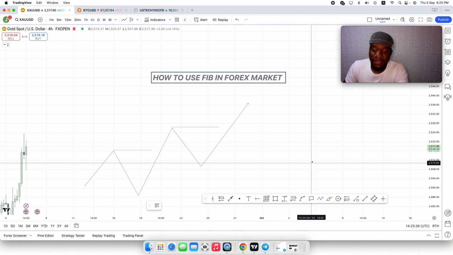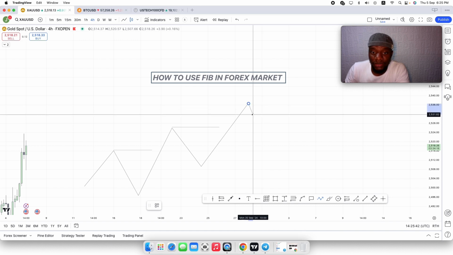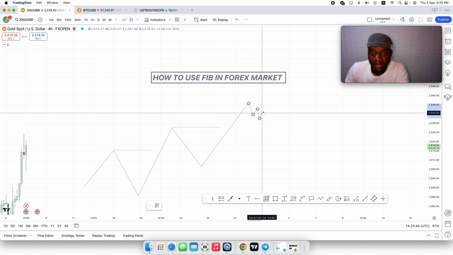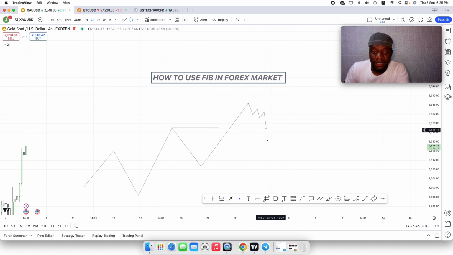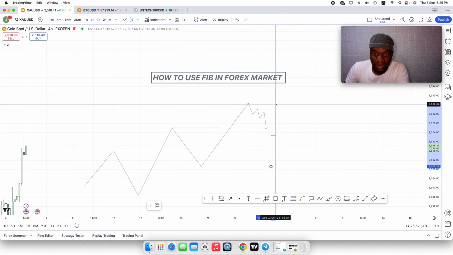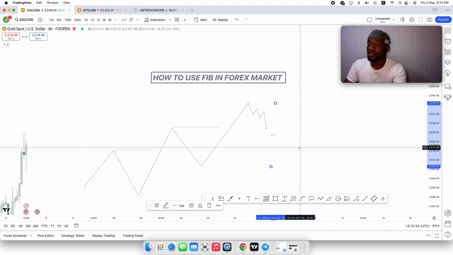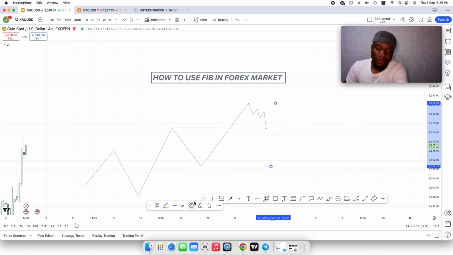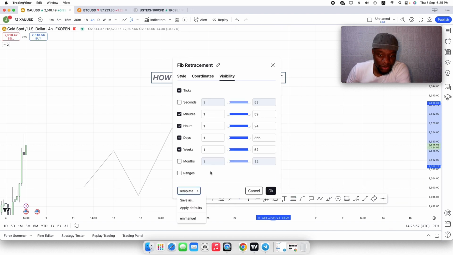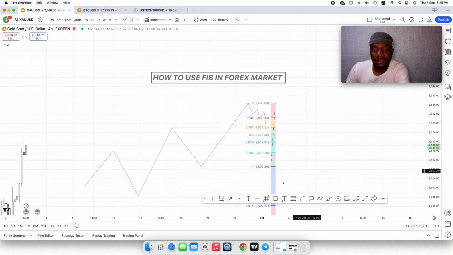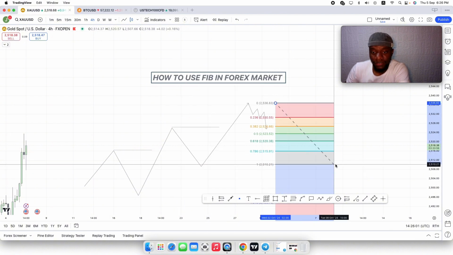Let's say the market starts consolidating around this area. Most people will pull Fibonacci like this, and this is not how Fibonacci looks. Number one, this is how Fibonacci looks if I'm to pull it. So this is exactly how Fibonacci looks.